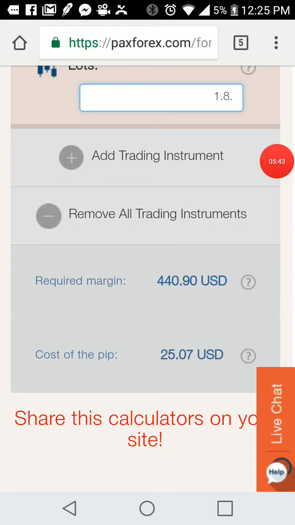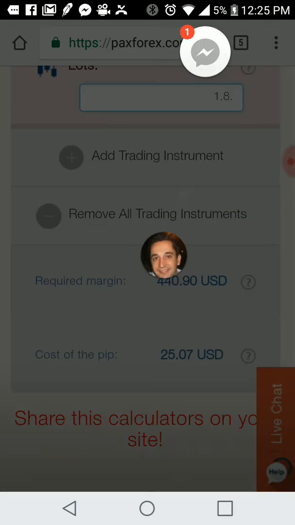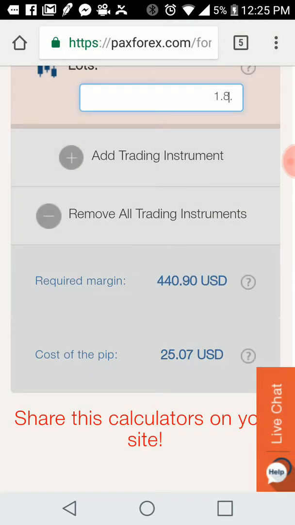Before we actually go and do that, I made a correction. We're going to skim that down just a bit. We are going to go to 1.8, and 1.8 will be our pip range, and that will be what we shoot for when we go and make our trade. 1.8, and that will produce $25.07 of risk of insurance, and we will use that to produce our range. 1.8 pips.